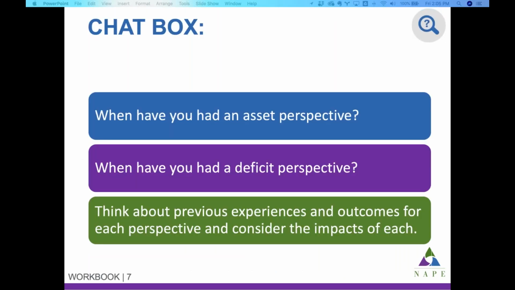So let's go to a reflection of this. When have you had an asset perspective or a deficit perspective? I want you to think about previous experiences and outcomes for each perspective and consider the impacts of those on the students that are part of those experiences. I'd love to hear and to read what some of the things are that you can share. When have you had an asset perspective? When have you had a deficit perspective?